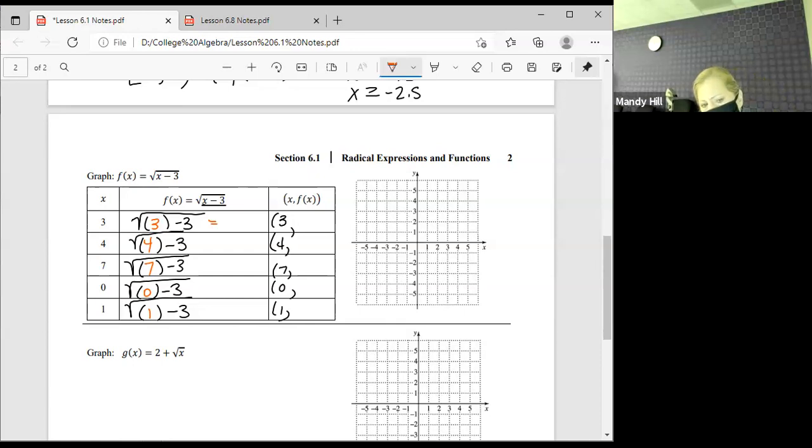So 3 minus 3 is 0, and the square root of 0 is 0. So that's just (3, 0). 4 minus 3 is 1, and the square root of 1 is just 1. On the graph, we know it could be a positive or negative 1, but since we're graphing this, we're just going to look at the positive side. 7 minus 3 is the square root of 4, which is 2. That would kind of be off my graph. So here's 6, this would be (7, 2).